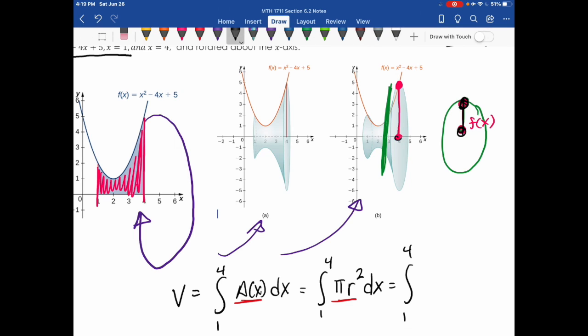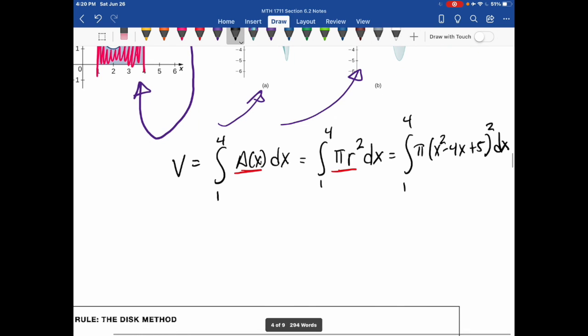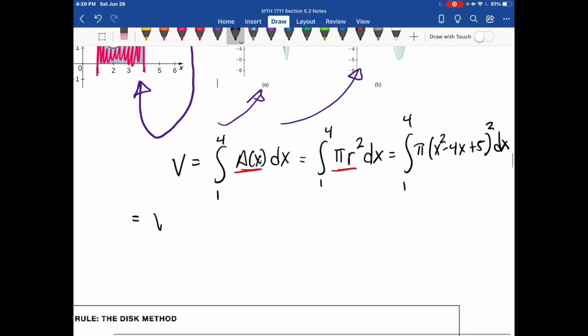Since my r represents the value of the function, right, we set up here, then when I look at the radius, looking at it here, that's the value of the function. So I'm going to plug in the function for r. So I have pi, and then in for r, I'm going to put x squared minus 4x plus 5, and that's going to be squared.